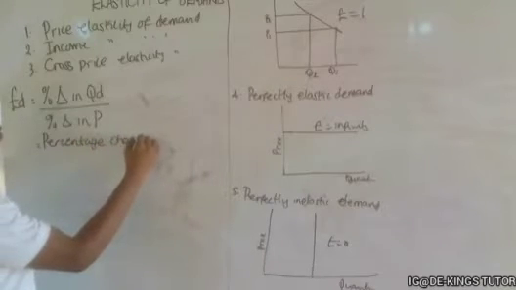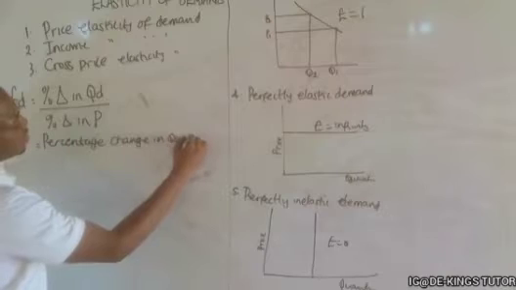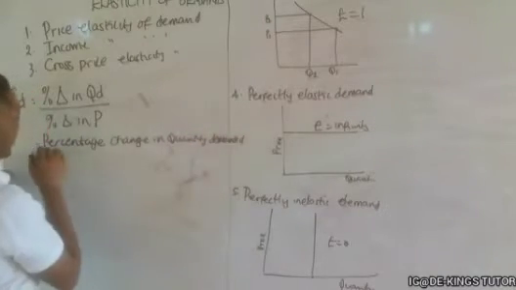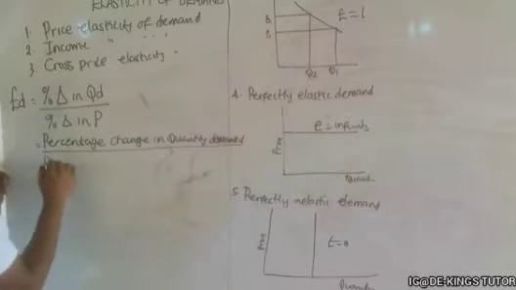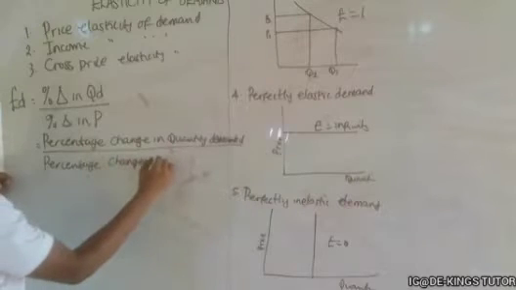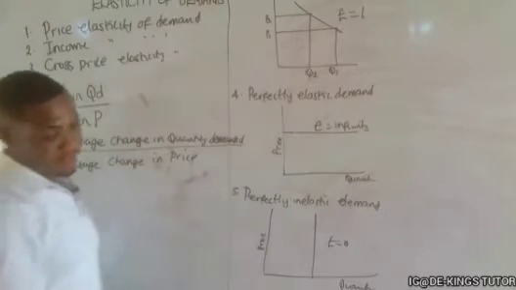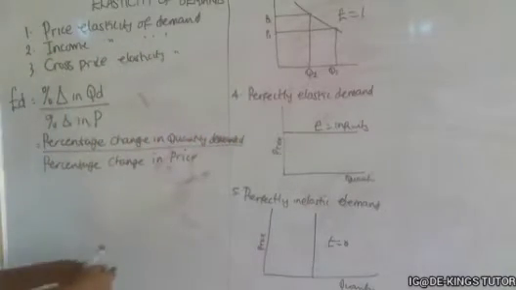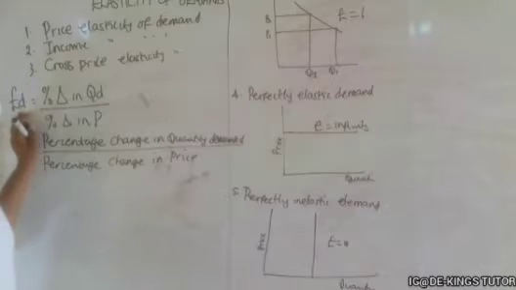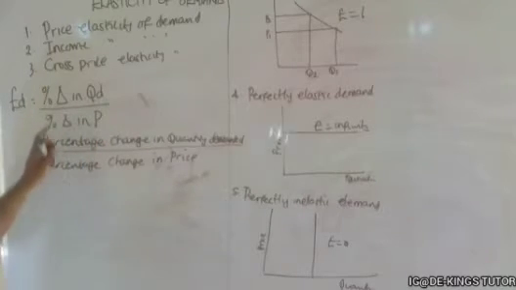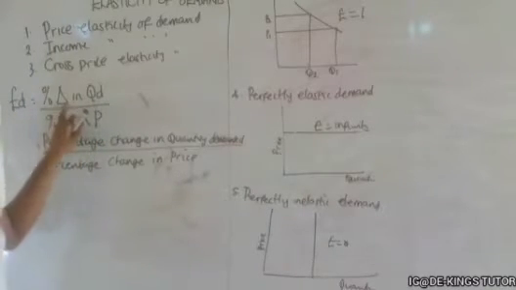It is given like this: percentage change in quantity demanded divided by percentage change in price. Okay, so percentage change in quantity demanded divided by percentage change in price. That is how to measure elasticity in terms of price elasticity of demand. In the formula, the triangle means change.